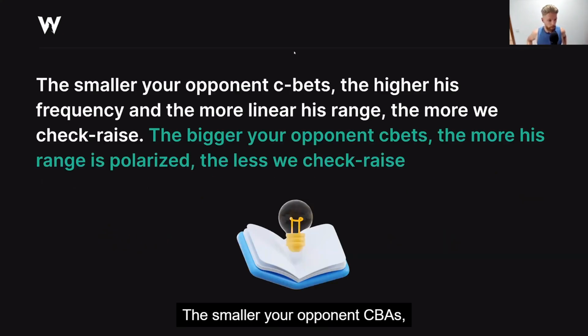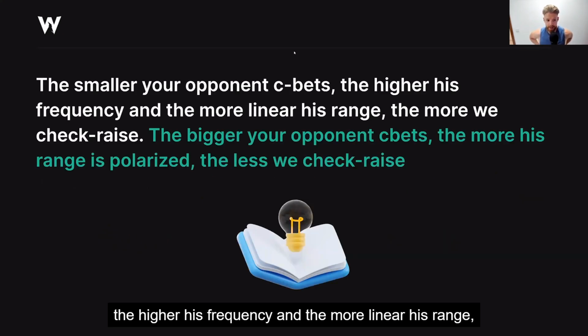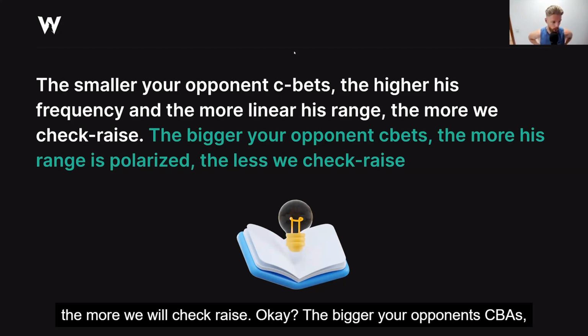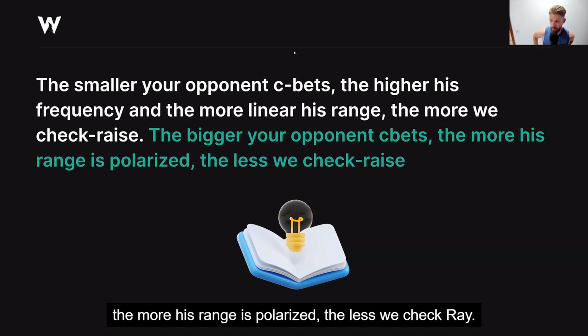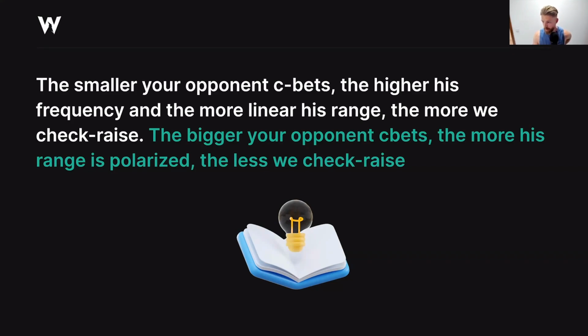The smaller your opponent c-bets, the higher his frequency and the more linear his range, the more we will check raise. Okay. The bigger your opponent c-bets, the more his range is polarized, the less we check raise.